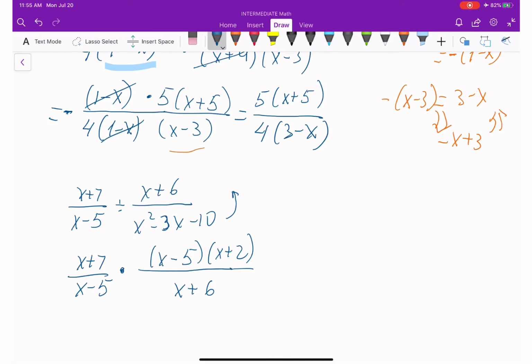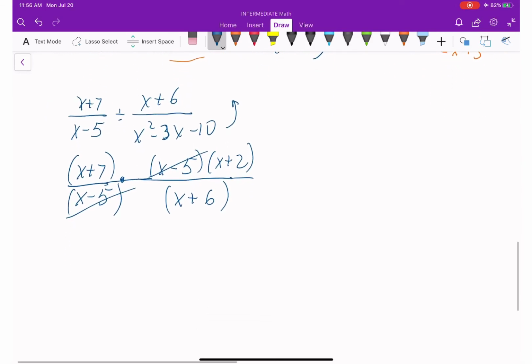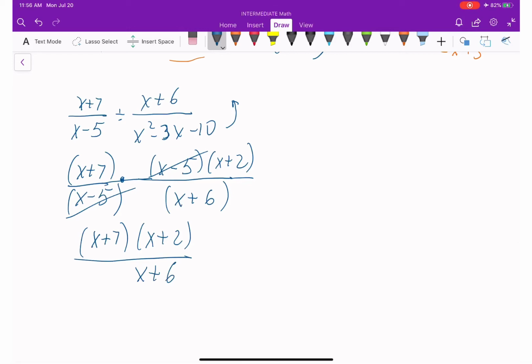There we go. So if we are doing multiplication, what do we get? x minus 5, x minus 5, and that's all. The answer is going to be x plus 7 times x plus 2 over x plus 6. All right.